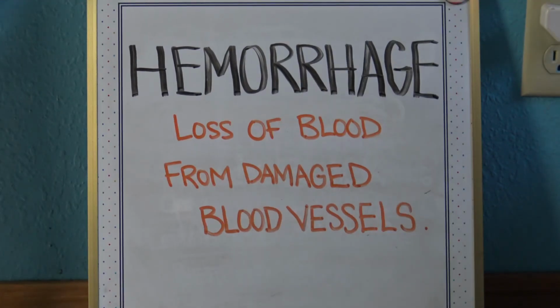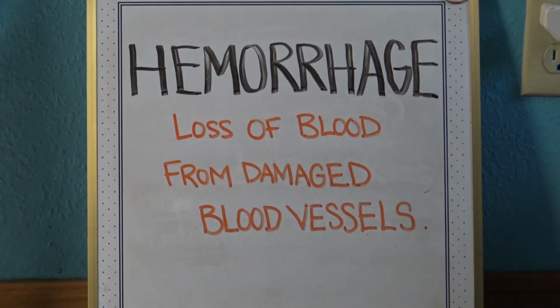Hemorrhage. To hemorrhage. That is the loss of blood from damaged blood vessels. A hemorrhage may be internal or external and usually involves a lot of bleeding in a very short period of time. Hemorrhage. Loss of blood from damage to blood vessels.